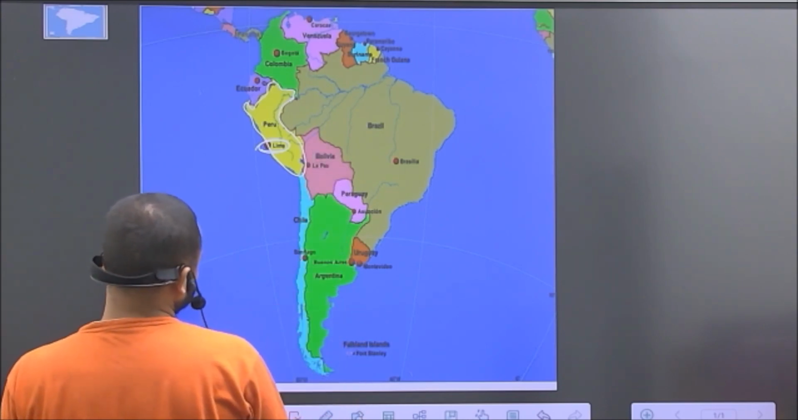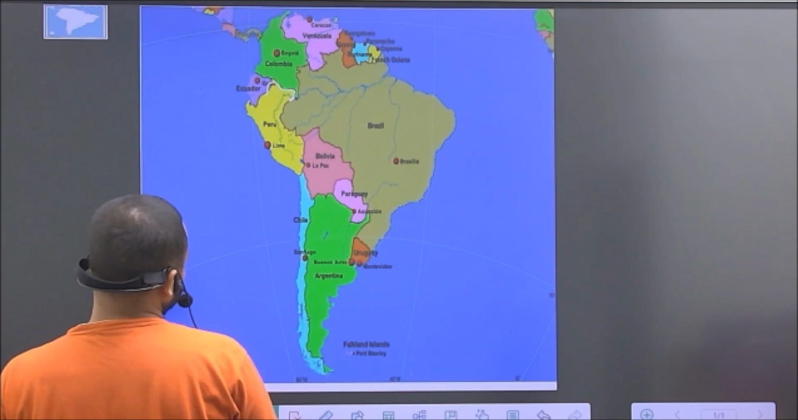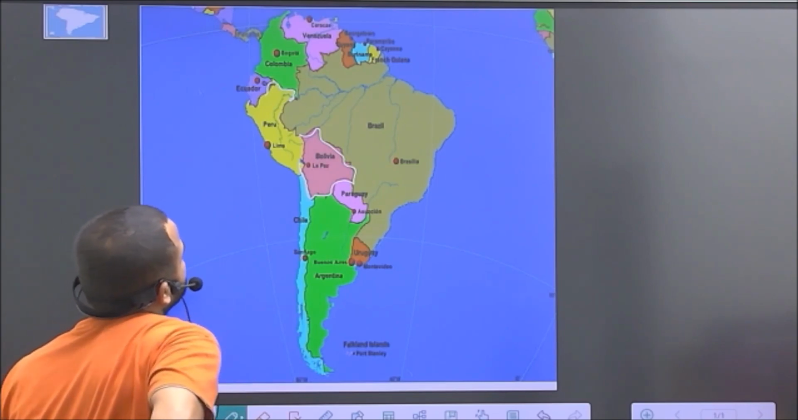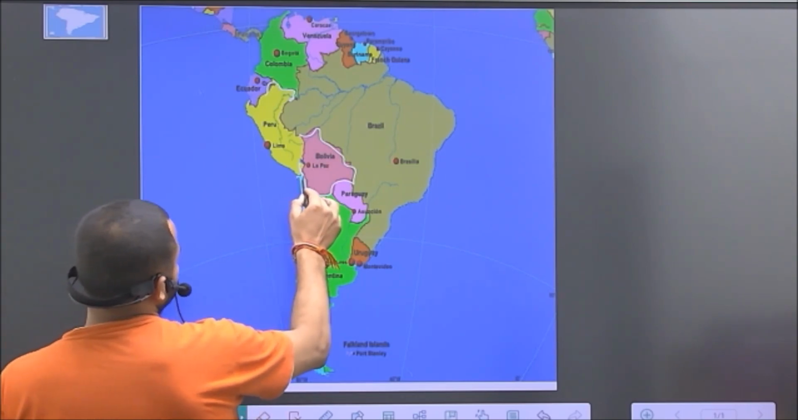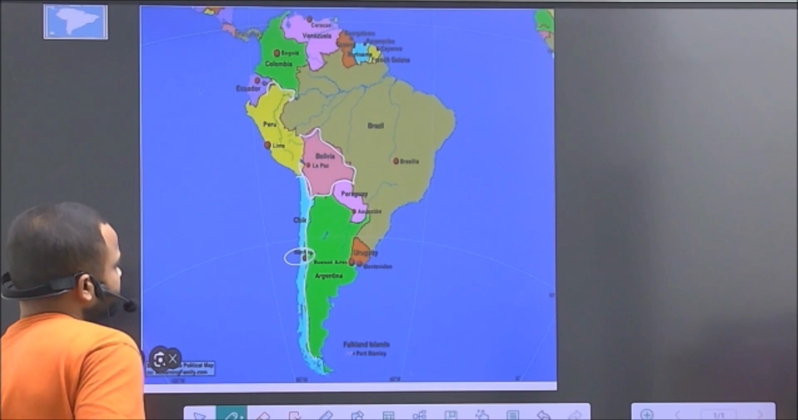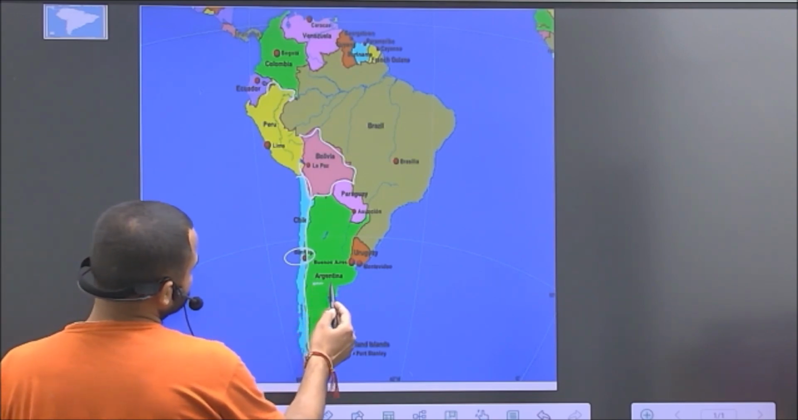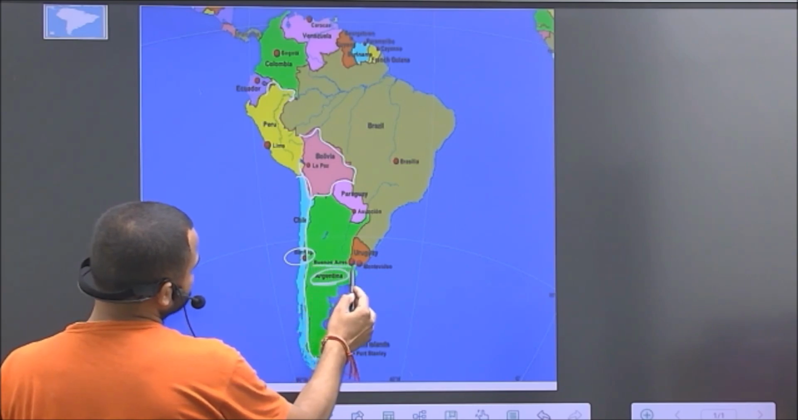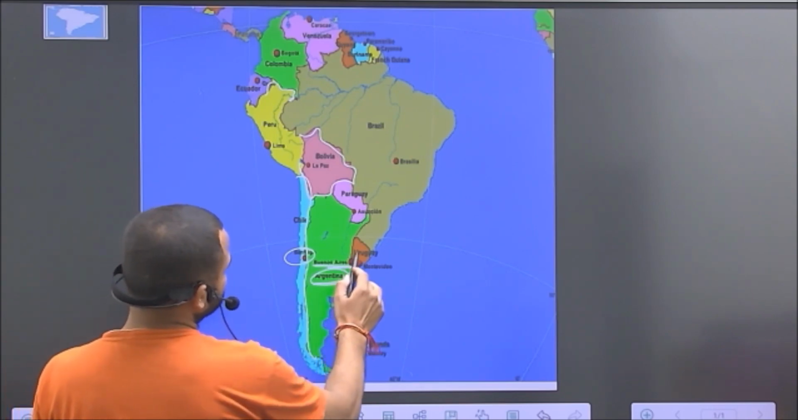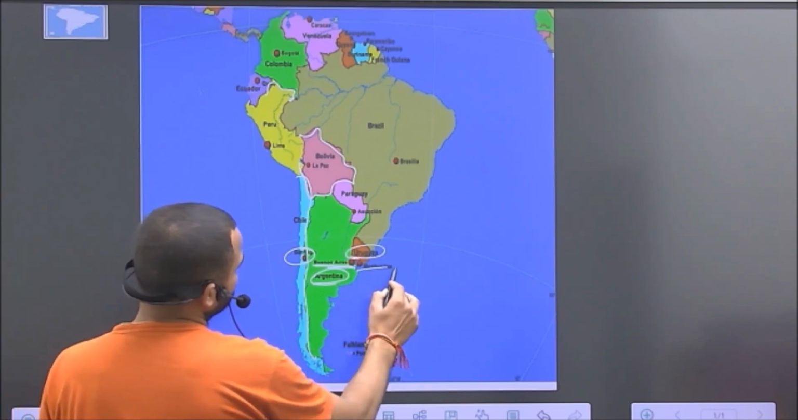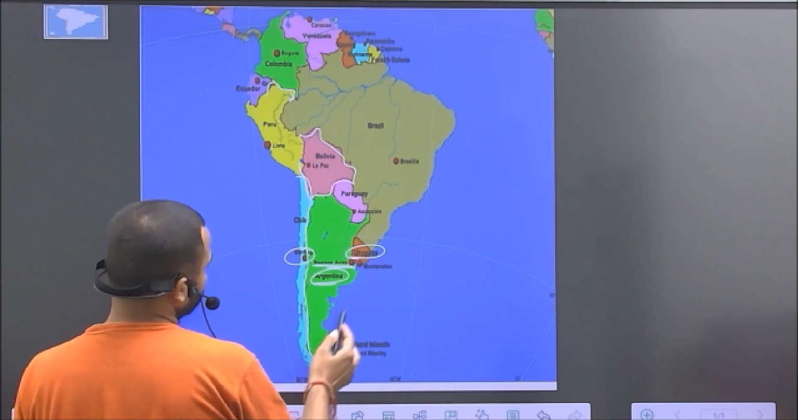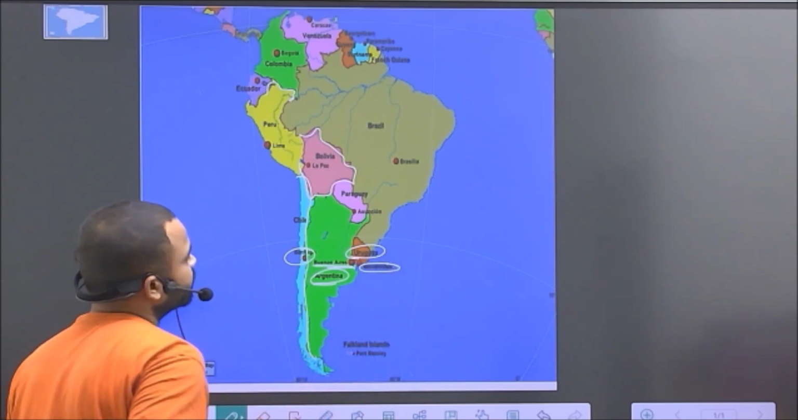Bolivia. It is Bolivia, and La Paz is the capital of Bolivia. Chile. Santiago is the capital of Chile. Argentina. Buenos Aires is the capital of Argentina, which is situated in the coastal region. It is Uruguay. Montevideo is the capital of Uruguay, which is also situated in the coastal region.